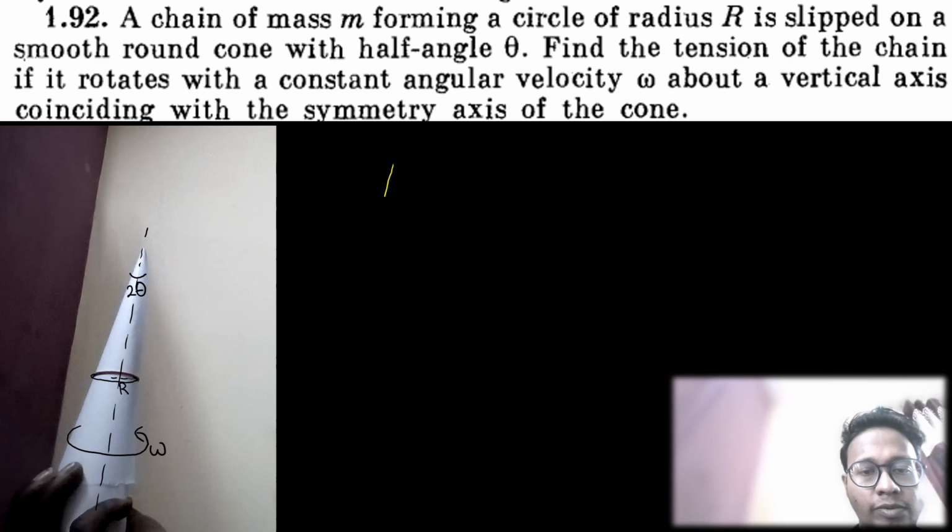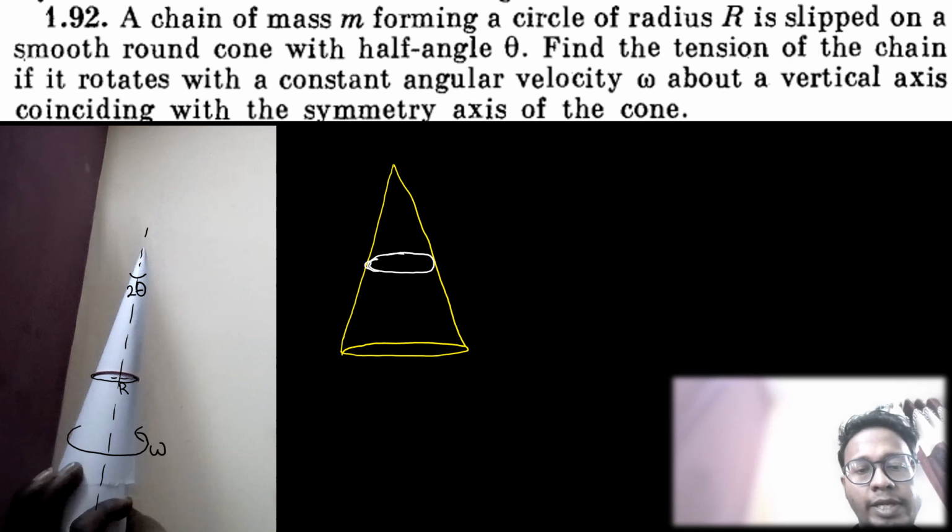So out here, if I draw the free body diagram, or if I draw the diagram of the cone properly out here, this is the cone. On a certain part of this cone there is a ring. The ring has radius r. The half angle of the cone is how much? Theta. Now the question is telling us to find the tension force of the ring.